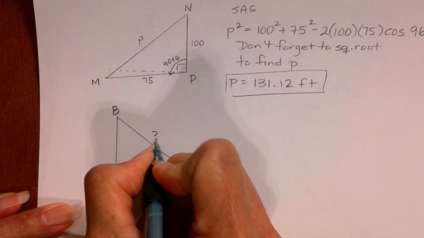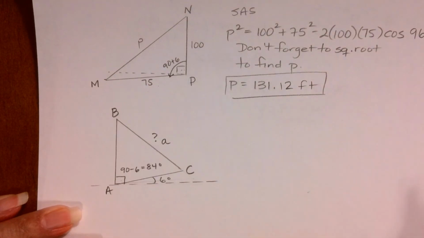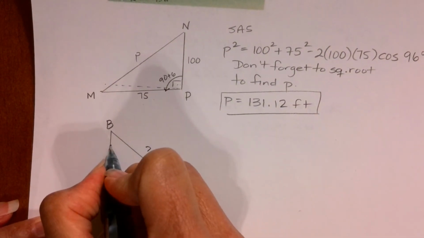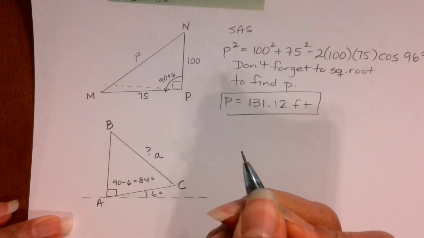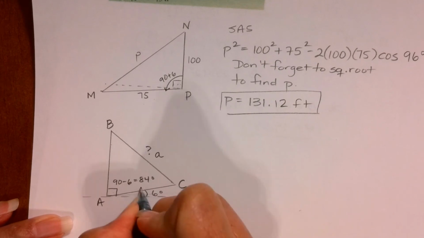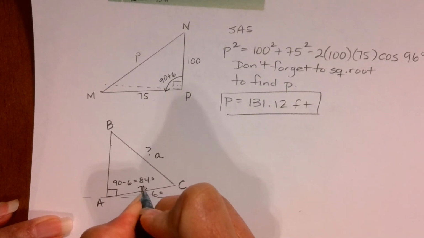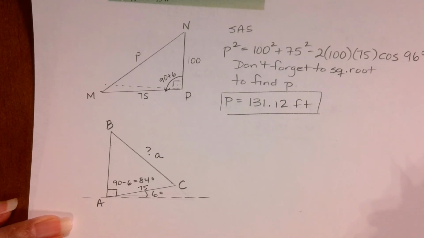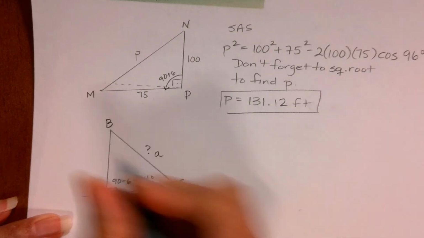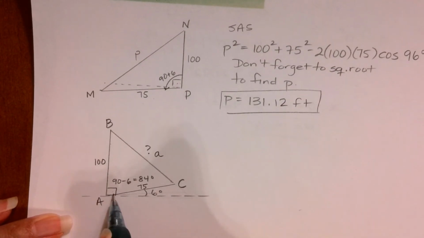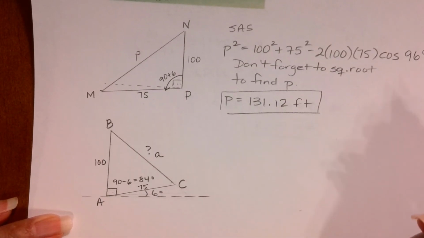We are looking for this side, which is little a. Again, we do know what this angle is. Oh, sorry. We knew what this side length was, 75. Okay, and what else did we know? Oh, we knew this here, 100. So we have a side, angle, and a side. So again, it's law of cosines.